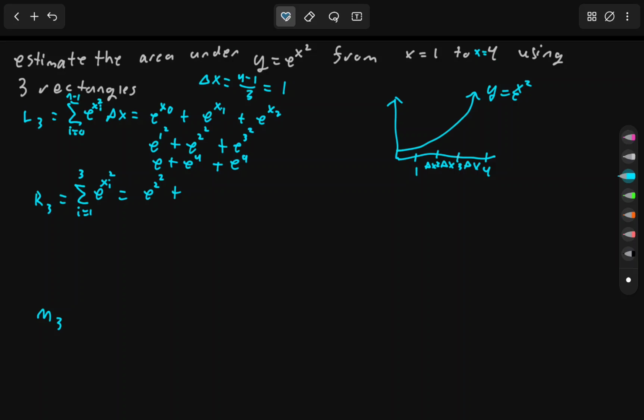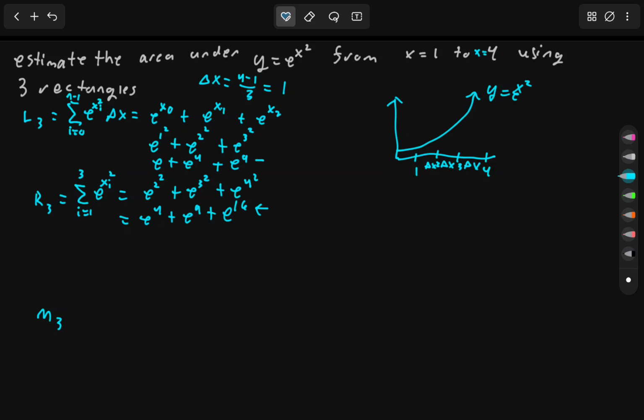Then we're going to be moving on to our second interval, which is from 2 to 3, and we're using the right endpoint, which is 3. So which is going to be e to the third squared. And finally, we're moving on to our third interval, and we're using the right endpoint, so it's going to be e to the fourth squared. And now just simplifying this a little, we get e to the fourth plus e to the ninth plus e to the 16th.